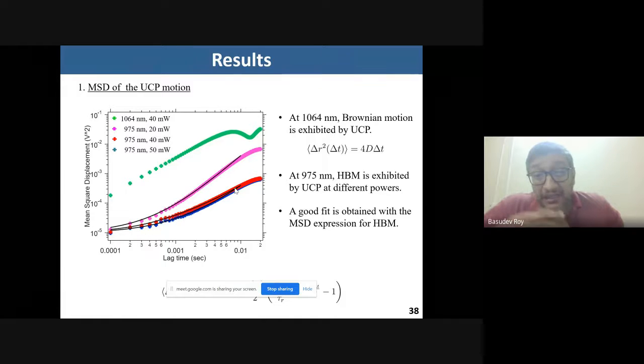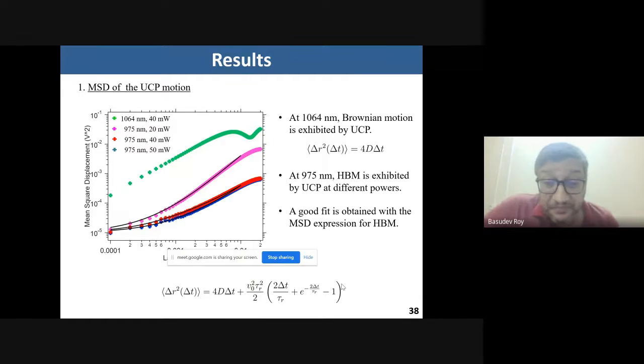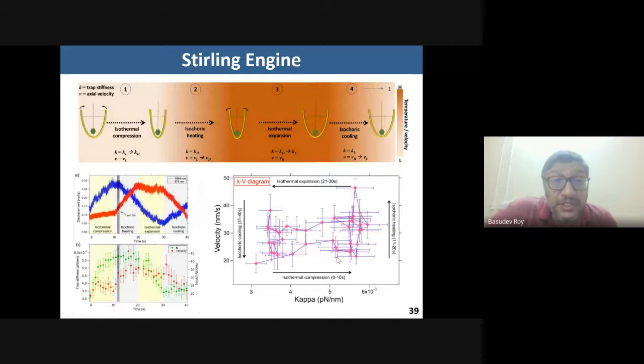So then I had the idea of using it to make a Stirling engine. This is the MSD here, the full expression for the MSD. And in the next one, I use it to make a Stirling engine.